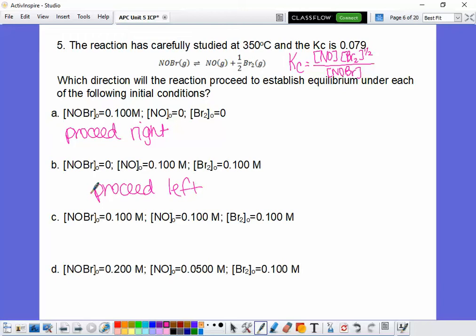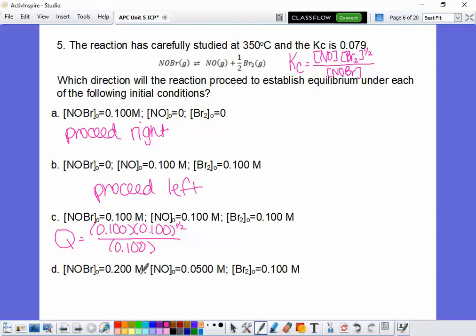Okay? The reaction quotient, you're going to set it up just like the equilibrium constant or equilibrium expression, but instead of equilibrium conditions, you're going to use initial conditions. Then you're going to compare the reaction quotient to the equilibrium constant to figure out which way it's going to proceed. The letter we give for the reaction quotient is Q. So we're going to set up Q for letter C. The top is going to be 0.1 times 0.1 to the 1/2 over 0.1.